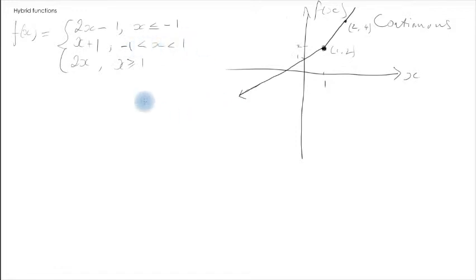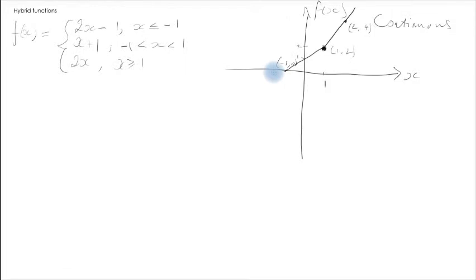So if we had minus 1 in for this middle equation, we would have 0. So it means this point here is minus 1, 0. And that's where that middle equation stops. So we'll get rid of this bit.